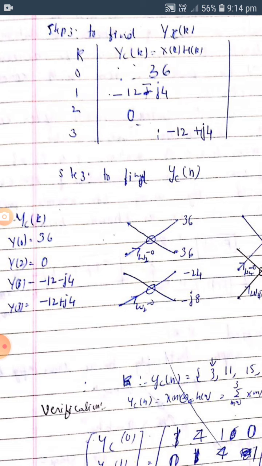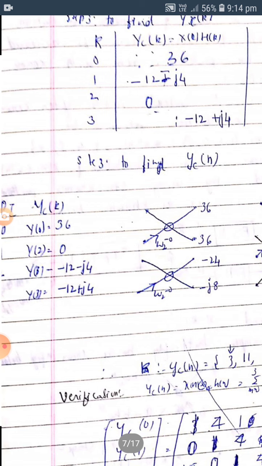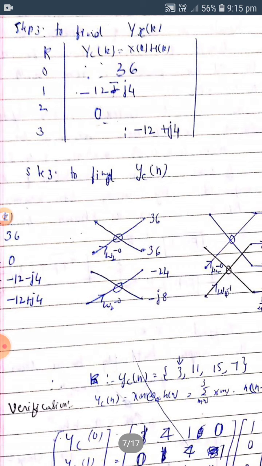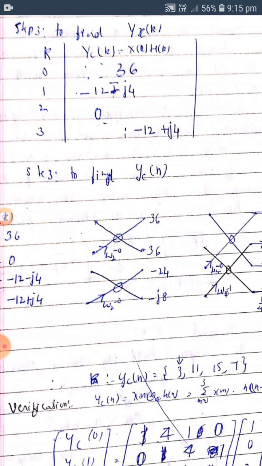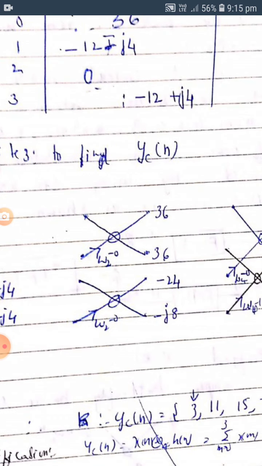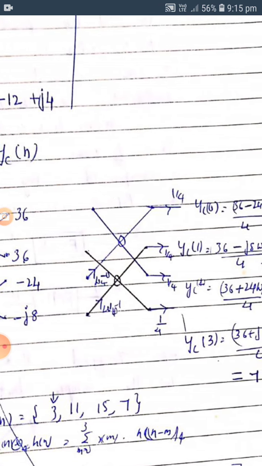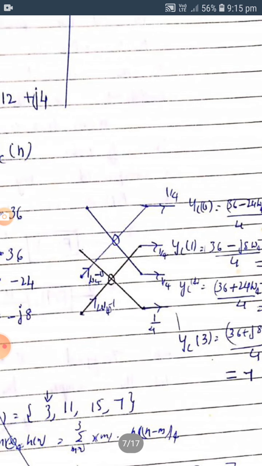So now you see here x of 0 will be 36, then x of 2 will be 0, that is the second line. Then x of 1 will be minus 12 minus j4. Then x of 3 will be minus 12 plus j4. Now we can calculate the first stage output, which is 36, minus 24, minus j4. Then you can calculate the second stage output. Now we have to consider all the four lines, then you are getting Yc.